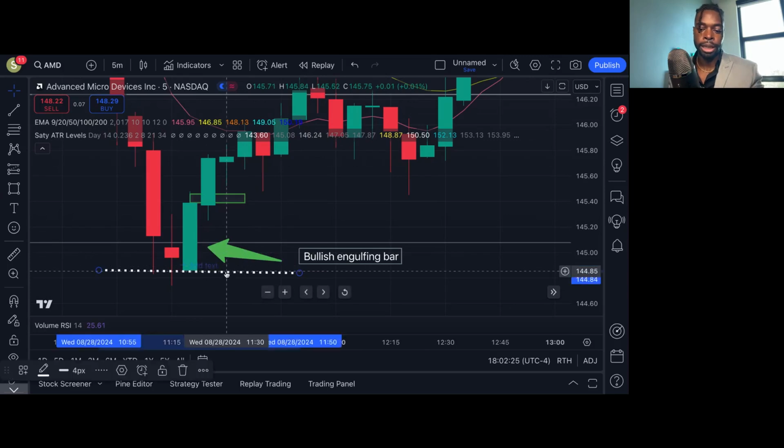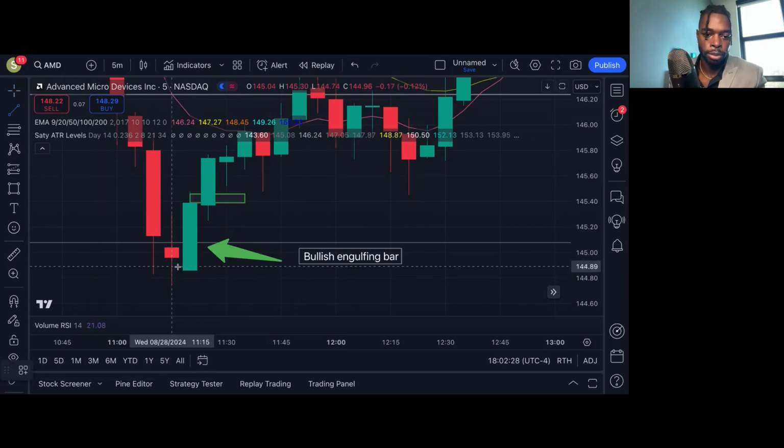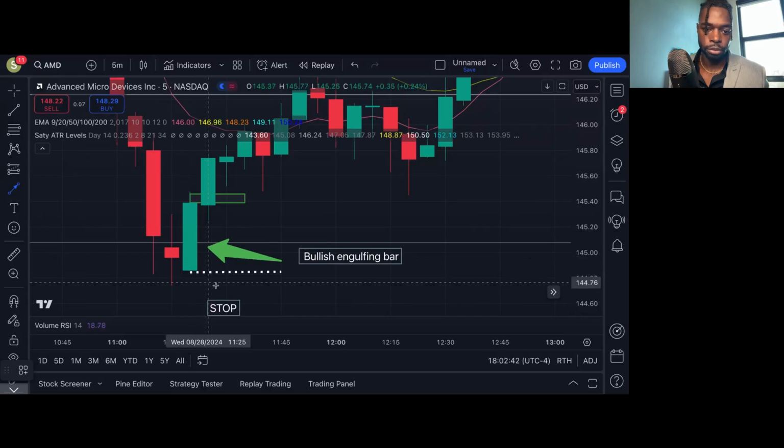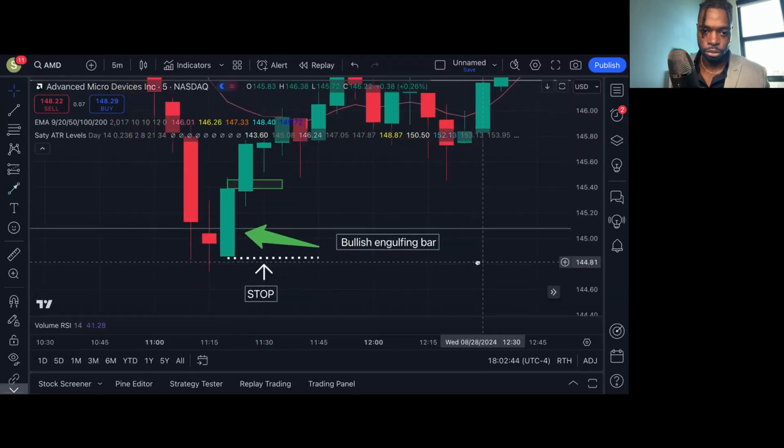So where would I set my stop? Well, I'm going to set my stop one tick below my entry bar, my signal bar. So this is going to be my stop. Okay.